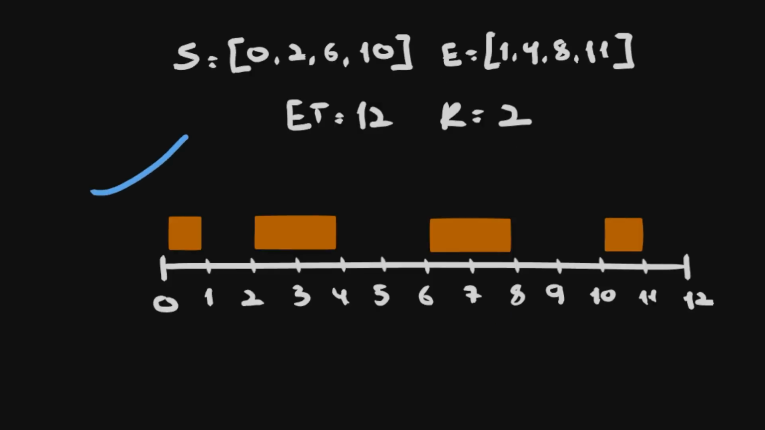Now let's say we have this input. These are the start times, these are the end times. The time for the event is 12 and k is 2, meaning we can reschedule at most 2 meetings. Now the main difference with the previous example is that here k is 2. And there's one big observation we need to make here.